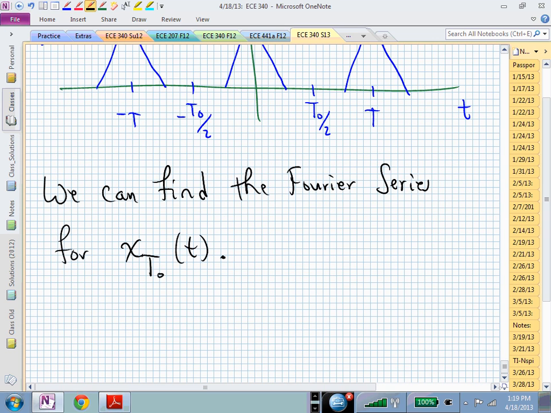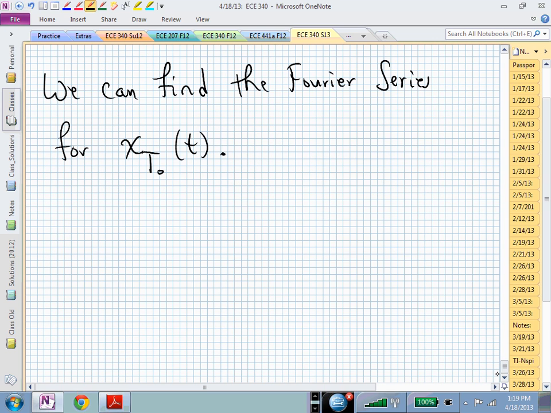Now, remind me again how we write that little x sub t sub 0 of t as a complex exponential Fourier series. What's on the right-hand side? If I said express this as a complex exponential Fourier series, what's the expression?